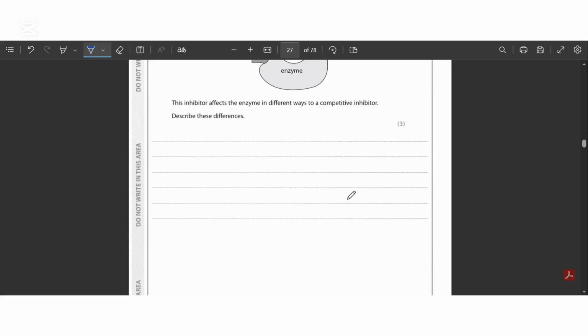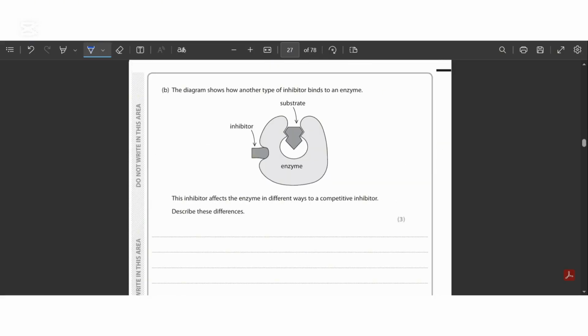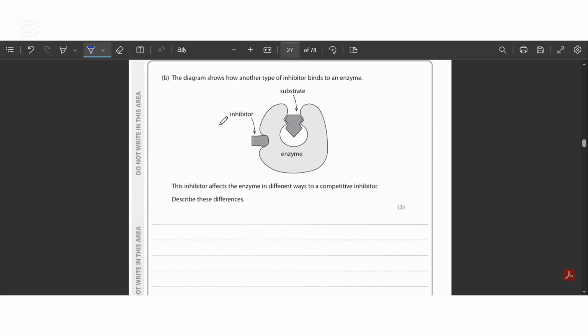Here is part B. It says that the diagram shows another type of inhibitor to an enzyme. So another inhibitor that is settling on the shape of the enzyme, which is the body of the enzyme instead of the substrate. So the inhibitor affects the enzyme in different ways to the competitive inhibitor. Describe the differences. So if you have remembered, I said that there are two types of basic inhibitors. One is competitive and another one is non-competitive.